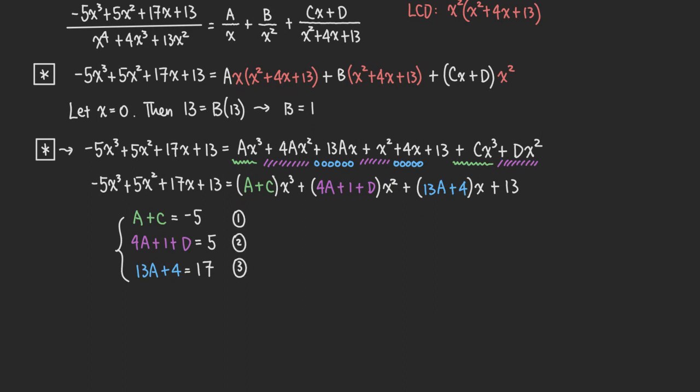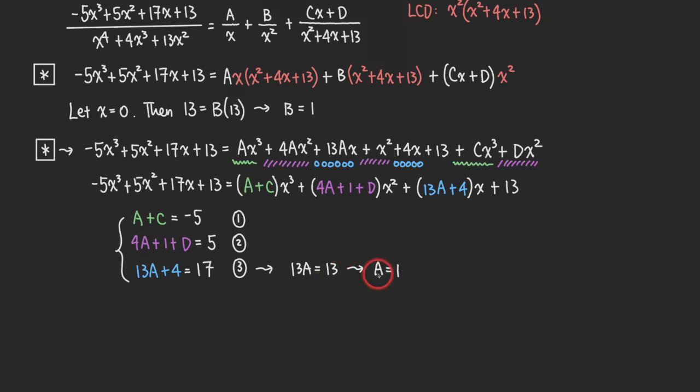We have 3 equations. And then how do we solve those ones? As you can see, this third equation right here will already give you the answer. So you can just do the third equation. You get 13a is equal to, now subtracting 4 from both sides, you get 13. So you can see that a is actually equal to 1.